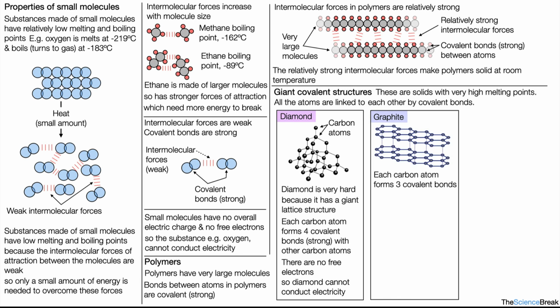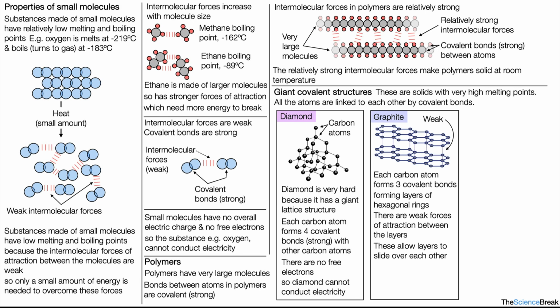Again, it's made of carbon atoms only, and each carbon this time forms 3 covalent bonds. This forms layers of hexagonal rings, and there are weak forces of attraction between the layers. There's the weak force of attraction labeled there. Because these forces of attraction between the layers are weak, this allows the layers to slide over each other very easily. This makes graphite soft and slippery. Please note also there are free, or what we call delocalized, electrons in graphite.